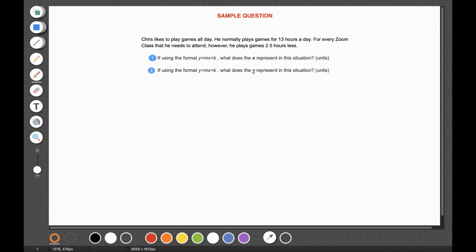They are not the same thing. So this is not talking about the y-intercept. It's just talking about the y here. Remember, the y-intercept is the b. We're just talking about this y. And what units do they represent?